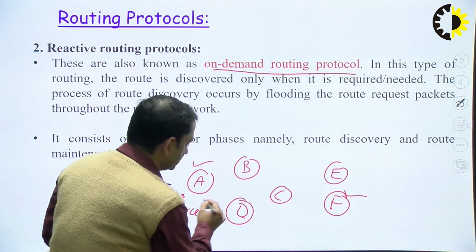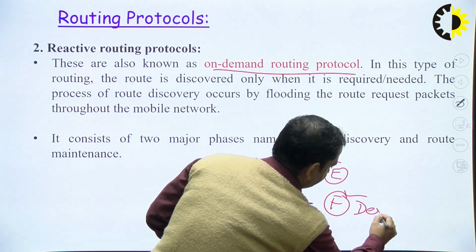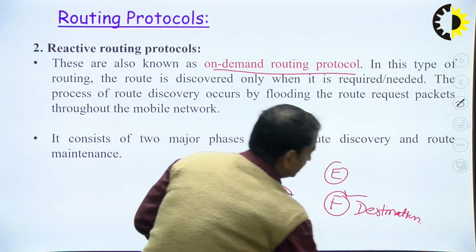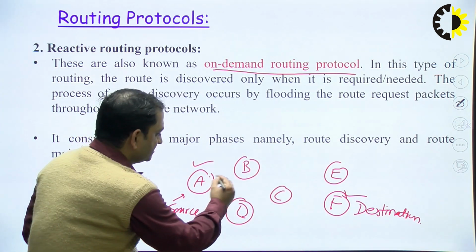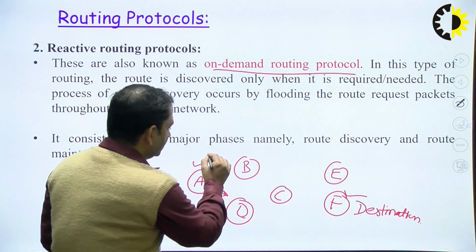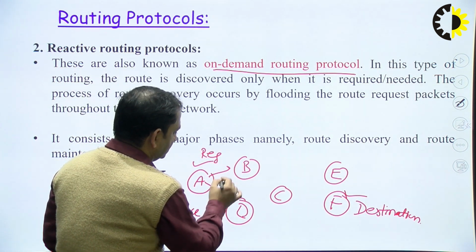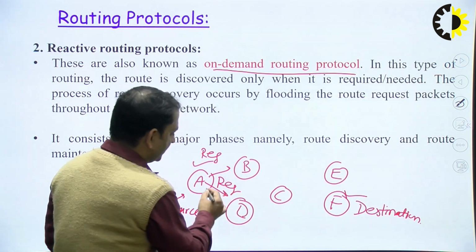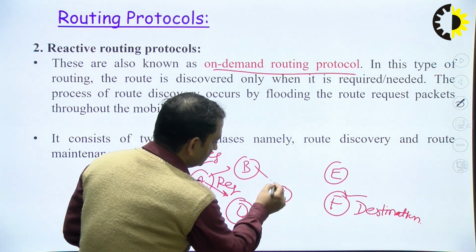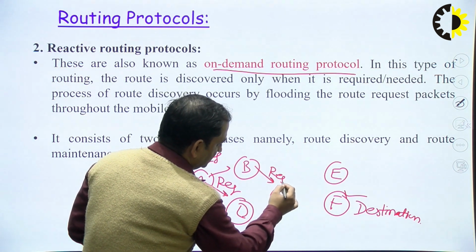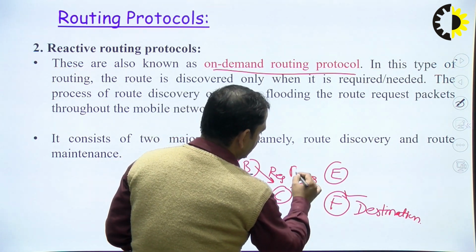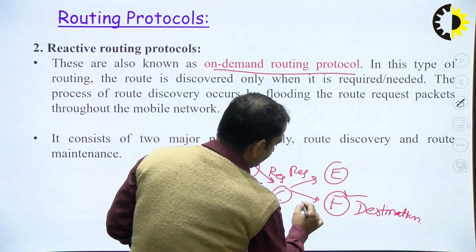So this is the source and this is the destination, right? So first, this node will broadcast the request. This is the request broadcast by A, and B acts as a router. So it again sends the request to the nearby nodes, and again it will send the request to nearby nodes like this.